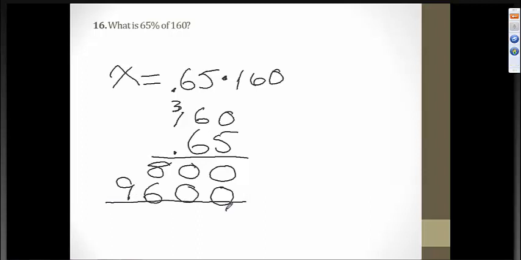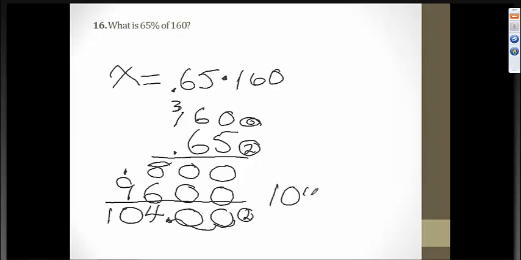I'm now going to add my partial products. I'm going to get 0, 0, 14 carrying the 1, and that's going to be 104. And now I have no decimal places in that, excuse me. 2 decimal places here still gives me 2 in my answer. So I'm going to take my decimal point, move it over here, and my final answer is going to be 104 is 65% of 160.